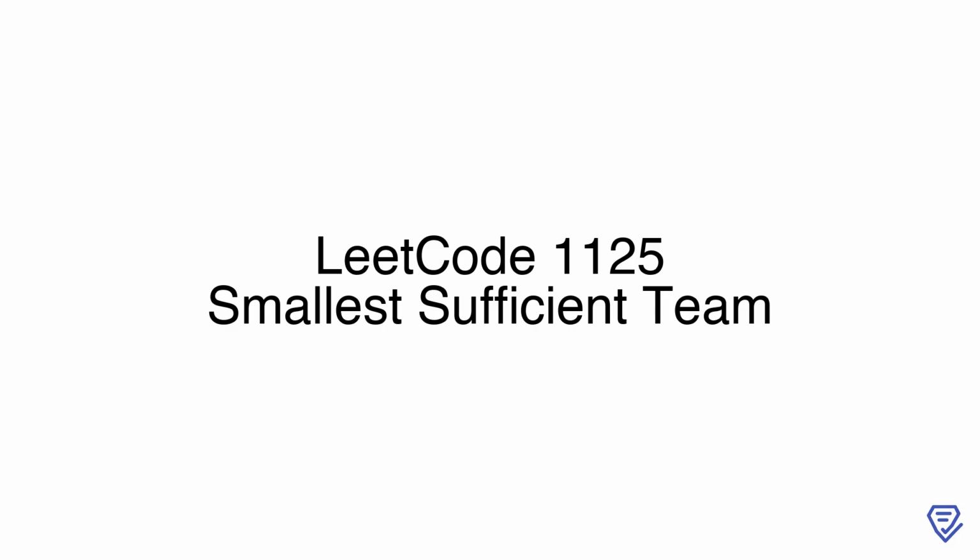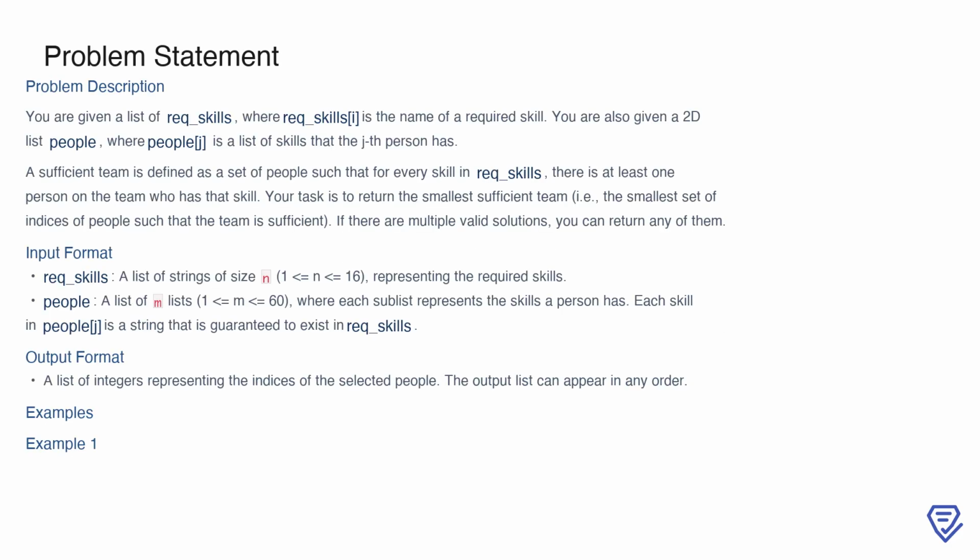Let's dive in. In this problem, we need to form the smallest sufficient team to cover a set of required skills. The input consists of two parts. First, a list called req_skills, which includes all the skills that must be covered, and second, a 2D list called people, where each entry represents the skills that a specific person possesses. The goal is to identify the smallest subset of people such that every skill in req_skills is covered by at least one person on the team.